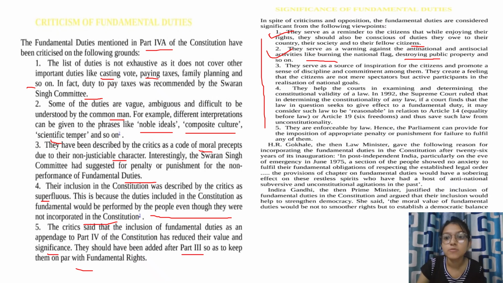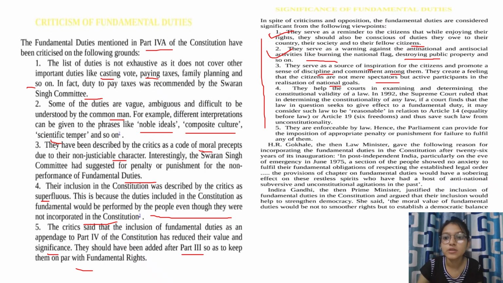They serve as a source of inspiration for the citizens and promote a sense of discipline and commitment among them. It says if we maintain brotherhood, if we have compassion for living creatures, it will bring a good personality to us. They create a feeling that the citizens are not mere spectators but active participants in the realization of national goals. Spectators mean the audience. So it says that citizens are not just enjoying some rights, but by doing their duties they are making themselves a part of the country, a part of our Indian Constitution.